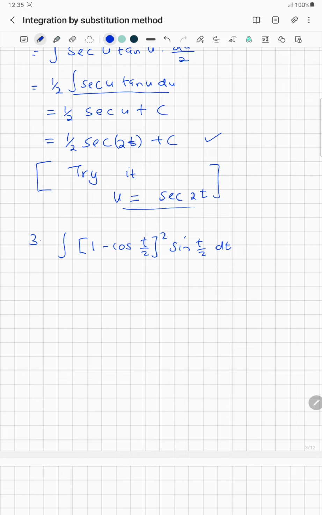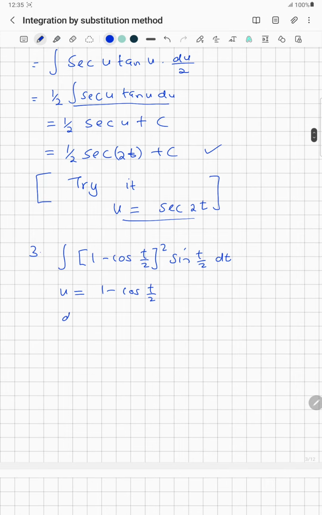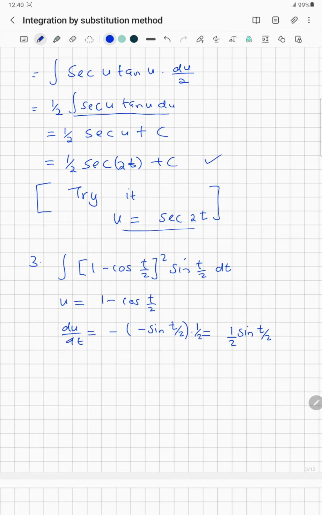Now we have question 3. We are told to integrate this one. Already we have been given what to substitute. We are told to substitute u equals 1 minus cos t over 2. So we have du over dt. We know that the derivative of 1 is 0. Now we put minus outside. The derivative of cos is minus sine of t over 2 multiplied by a half.